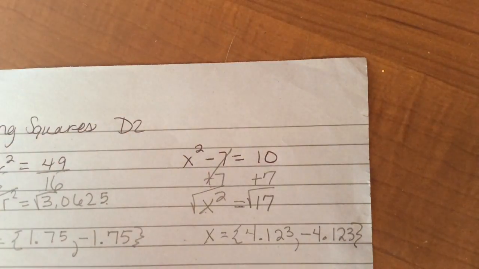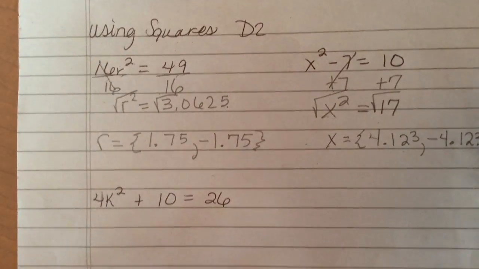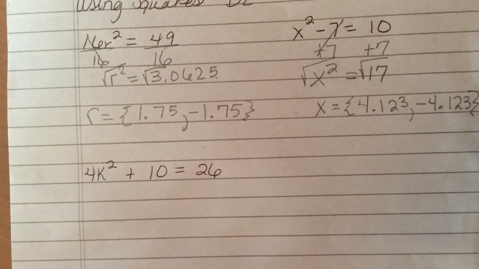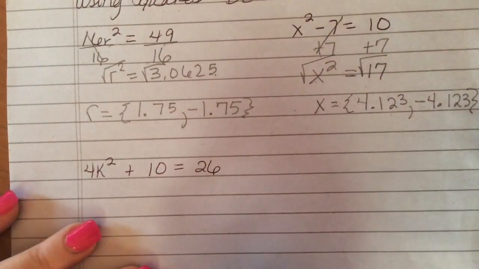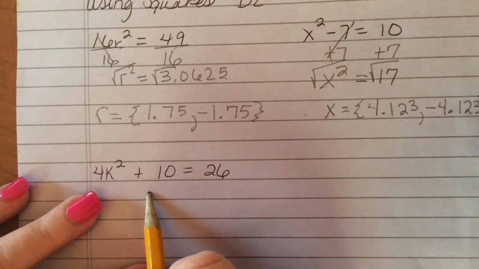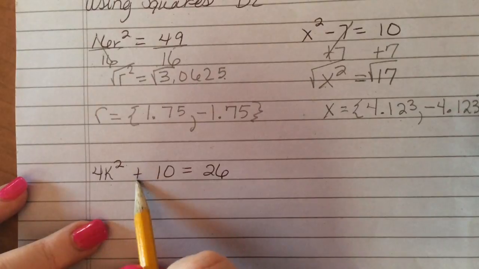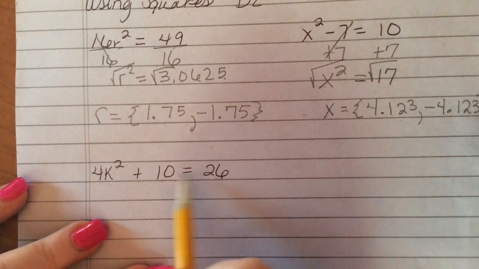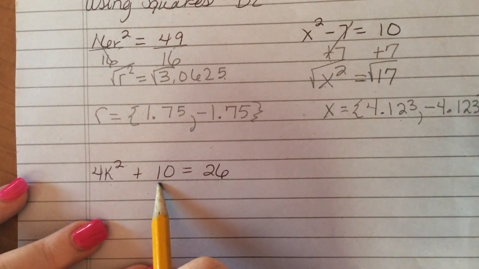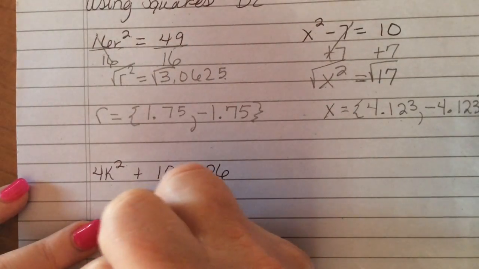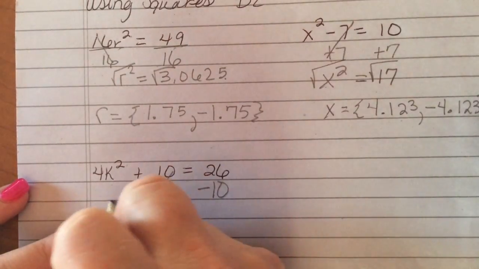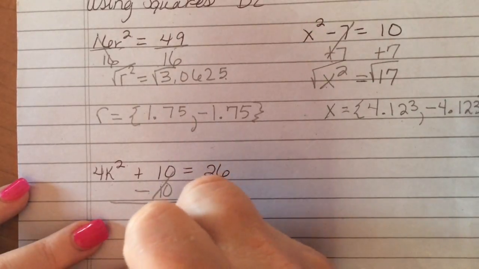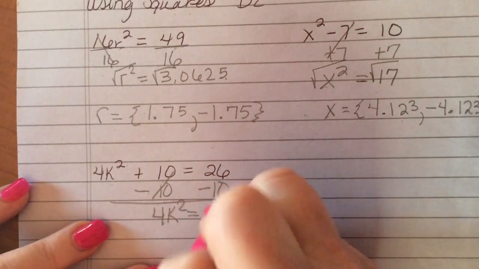Okay, now the ones we're going to do today, you're going to have multiple steps. Remember, with these, you always first undo your addition or subtraction and then divide or multiply. So for this one, it's 4 times k squared plus 10 equals 26. So first we're going to undo the addition. So we're going to subtract the 10 because that's going to undo it and get rid of it. And subtract 10 here. So I'm left with 4k squared equals 16.